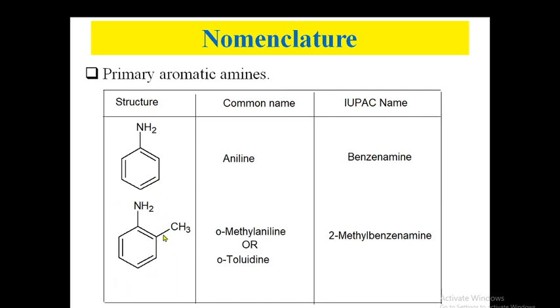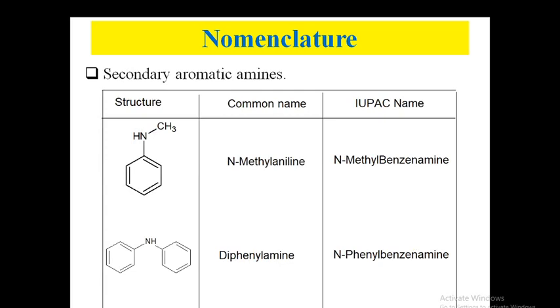Now if you have a substituted aniline here, with a methyl group present at this position, either the ortho or second position. The common name is ortho-methyl aniline, because the methyl group is present at the ortho position, or its other name is ortho-toluidine also. If you want to give the IUPAC name, just number the benzene ring. The NH2 group is given the priority as it's the functional group, so the carbon to which NH2 is attached will be number 1. So 1, 2, 3, 4, 5 and 6, at carbon number two you have a methyl group, and therefore the name becomes 2-methyl benzenamine.